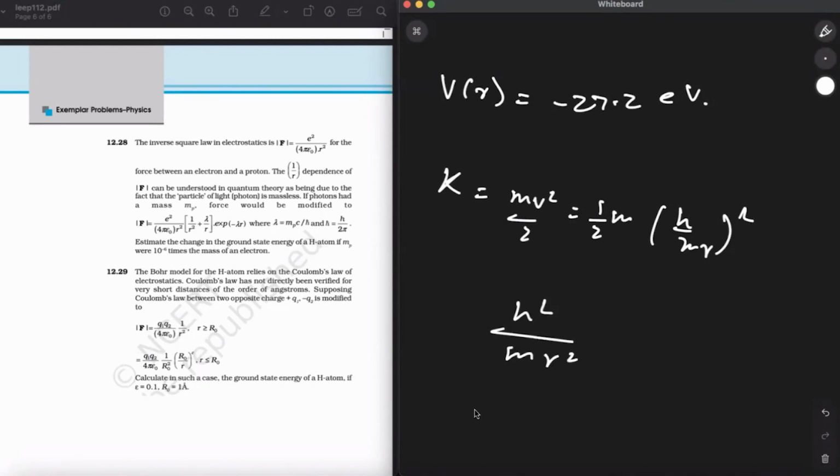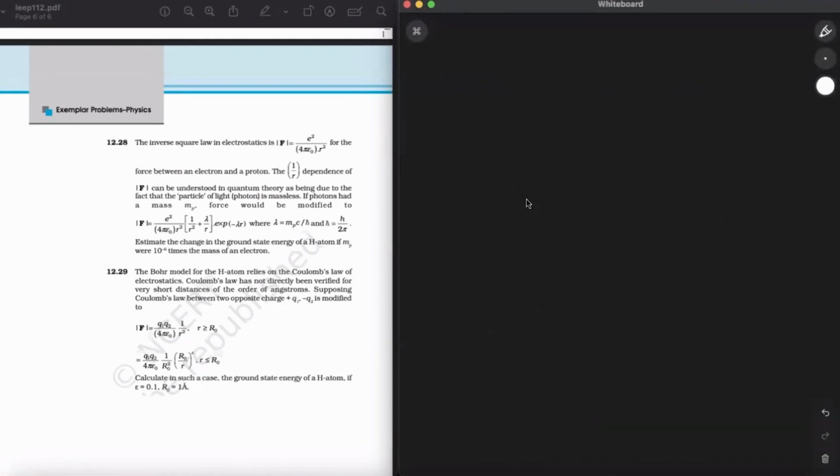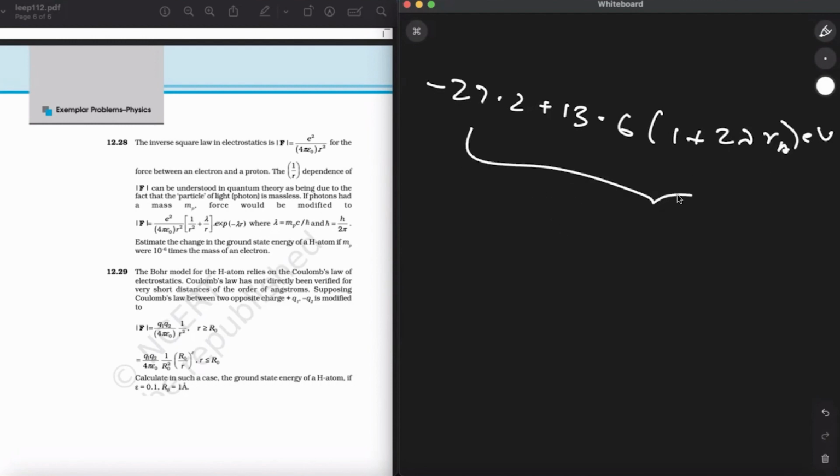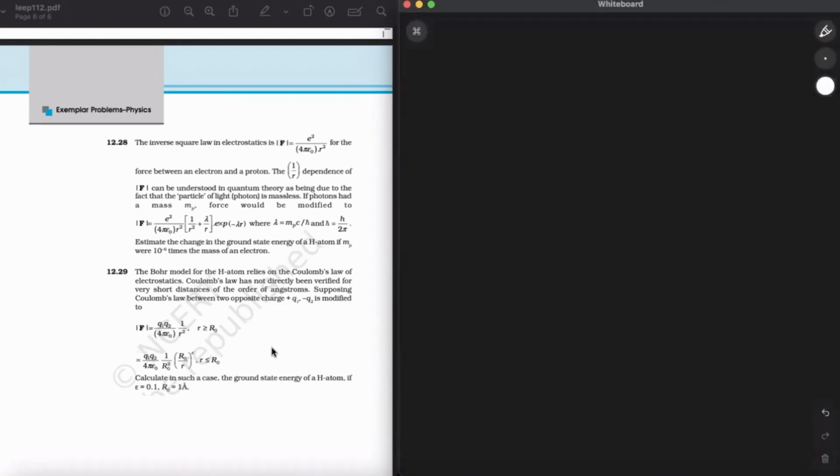Solving for this, I'm going to get 13.61 plus 2 lambda r_a. So the total energy can be written as minus 27.2 plus 13.61 plus 2 lambda r_a electron volts. If you solve for this, you'll get the answer for this question.